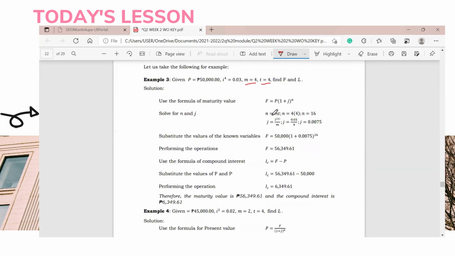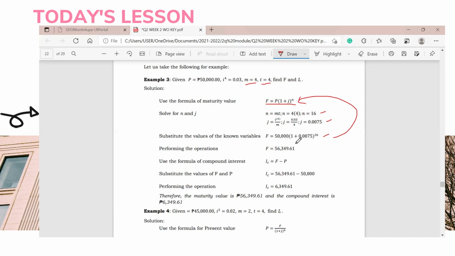So, we'll be using this formula and now solve for N and J muna. Ang N natin ay MT. So, ang M mo ay 4, ang T mo ay 4, so ang N ay 16. Ang J mo, 0.03 over M, over 4. So, this is J. Since meron ka nang N at J, meron ka ding P, meron ka ding 1, constant naman yan. So, we will just substitute it to the given formula. F is equal to 50,000 times (1 plus 0.0075) raised to 16.